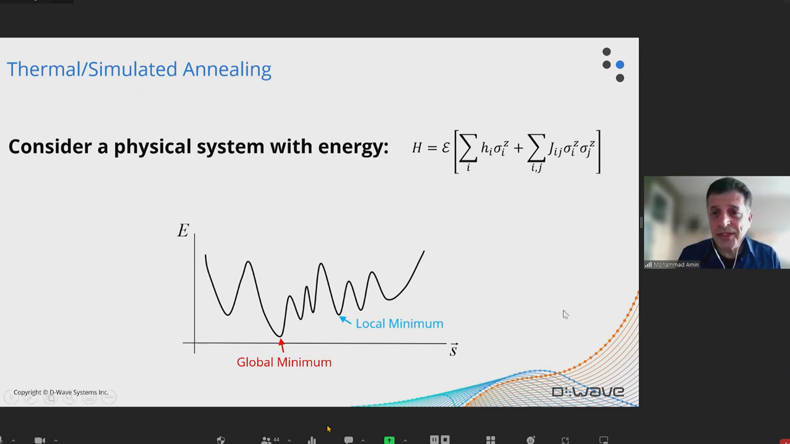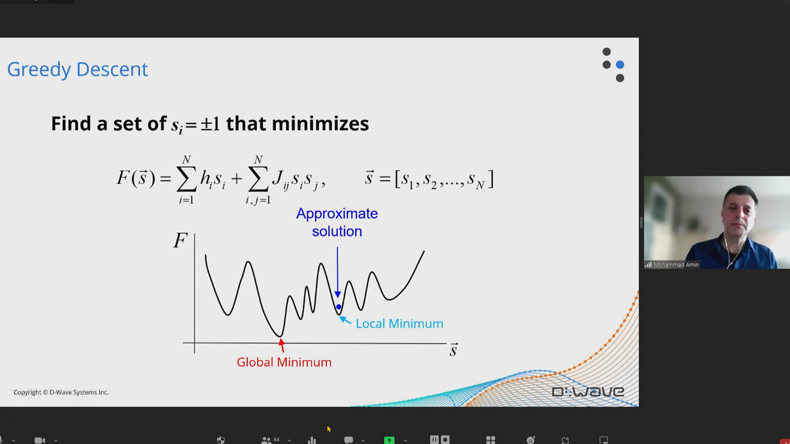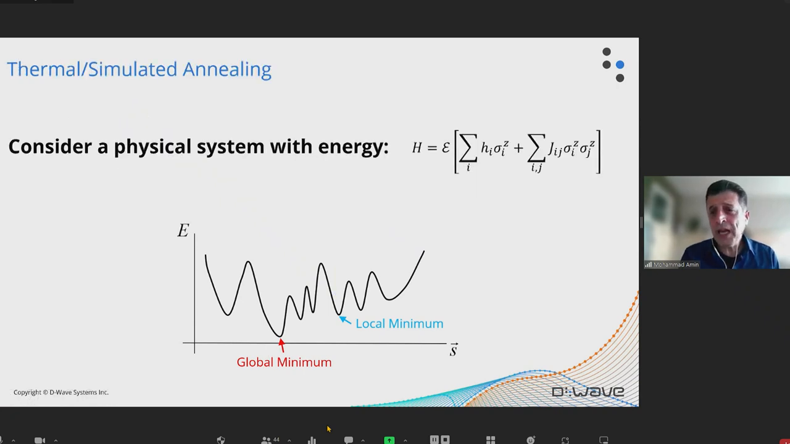In this case, you make a physical system with energy proportional to the Ising problem I mentioned before, but now I'm using Pauli matrices to represent the variables. Again, the same energy landscape, but now I can introduce temperature, and temperature gives me an energy scale. If this energy scale is larger than the barrier heights, the system can jump out of a local minimum. And if I reduce the temperature gradually, it goes to the global minimum.